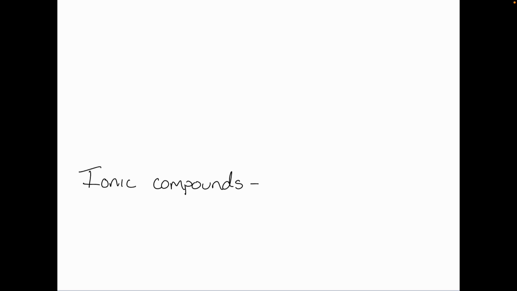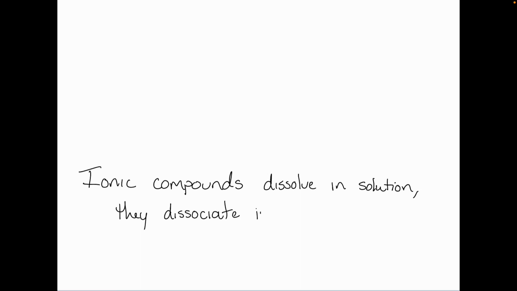for ionic compounds, when they're dissolved into water, what happens? If I take sodium chloride and dissolve it in water, what happens to that ionic bond? They dissociate. So I actually have sodium ions floating around independently from chloride ions. So let's just remember, when ionic compounds dissolve in solution, they dissociate into cations and anions.